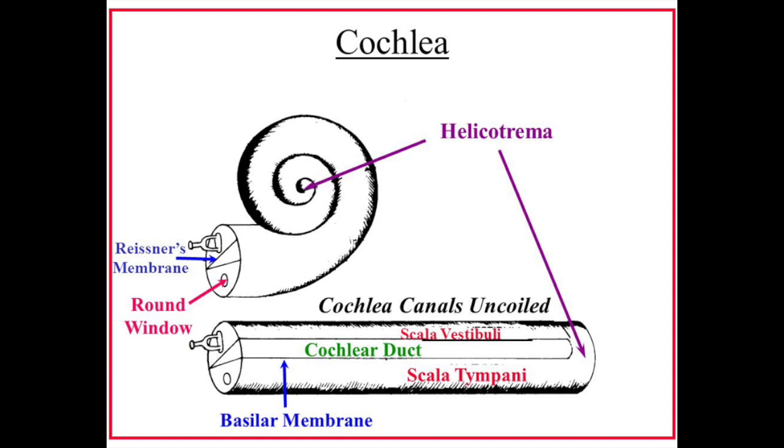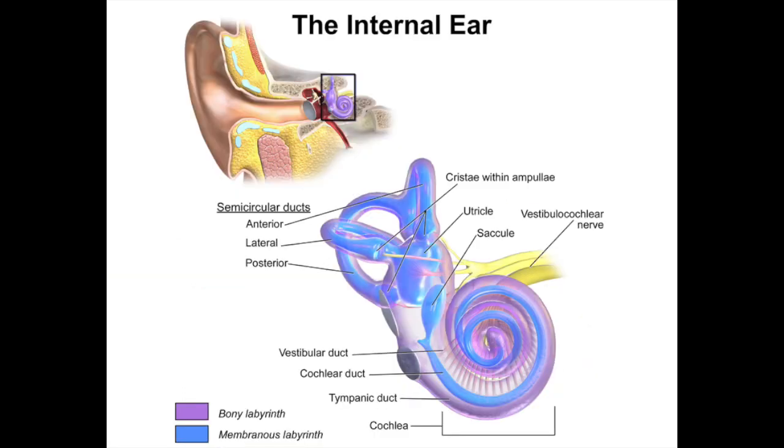These 3 channels are separated by 2 membranes. Reisner's membrane separates the scala media from the scala vestibuli. The basilar membrane separates the scala media from the scala tympani. Different frequencies are registered at different parts of the cochlea. High frequencies are detected at the base of the cochlea. This portion of the basilar membrane is thin and stiff. Low frequencies are registered near the apex of the cochlea. This portion is wide and floppy.